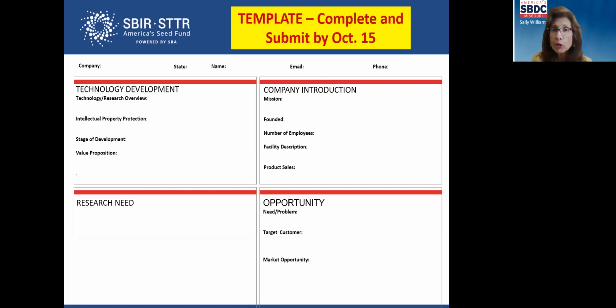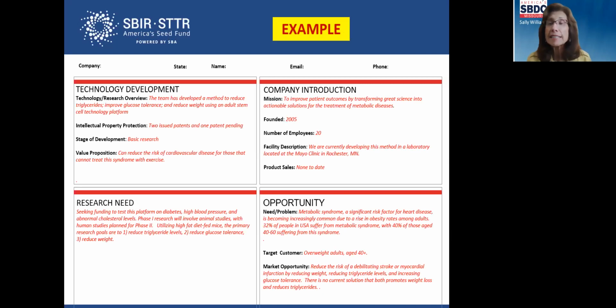So they call it a quad chart because it has 4 quadrants, okay? So upper left is technology development, then company introduction, then research need, then opportunity, okay? Those are the 4 quadrants. So that's why it's called a quad chart. So here's an example of what one filled out looks like, and we're gonna walk through each quadrant to talk about it in a little bit more detail.